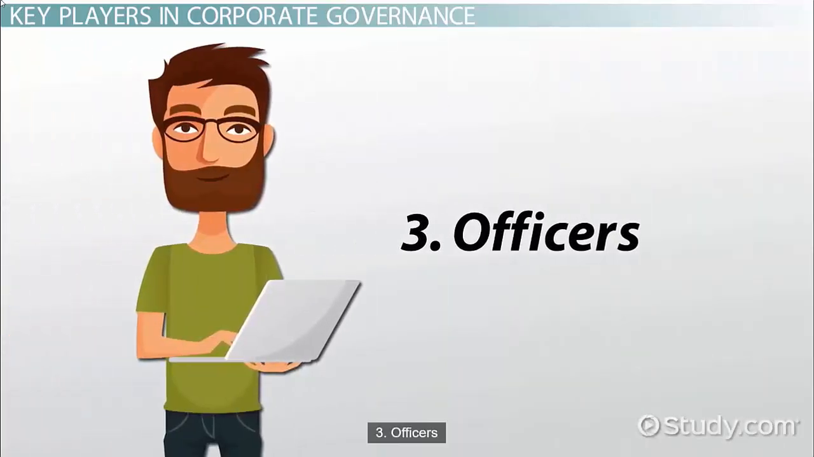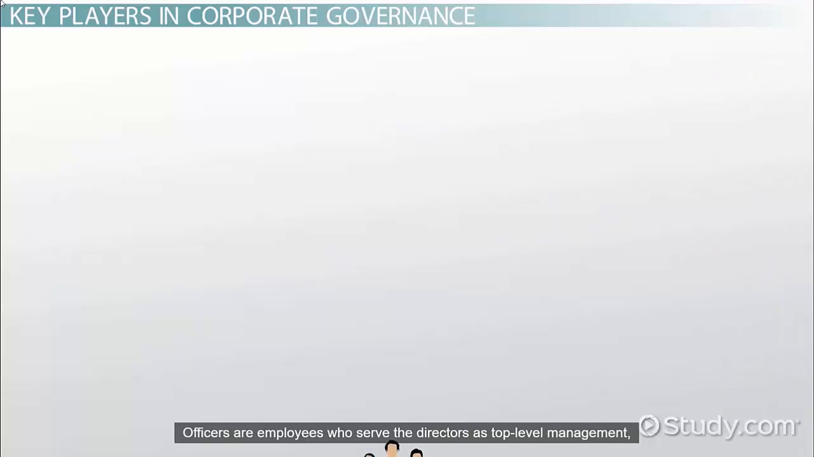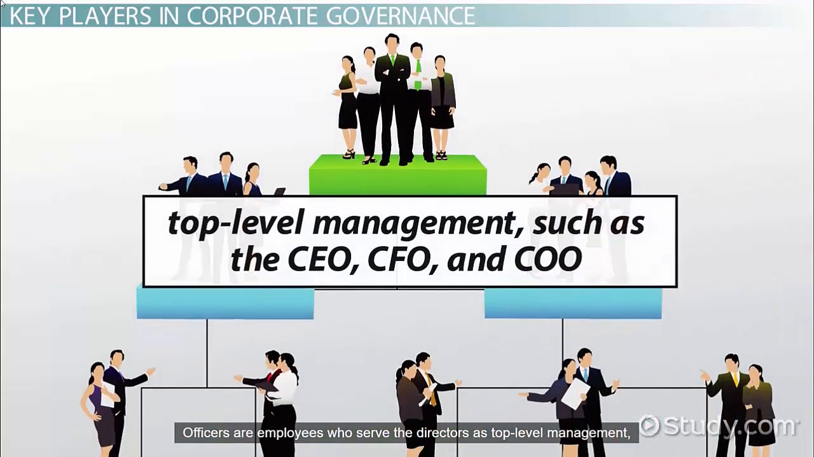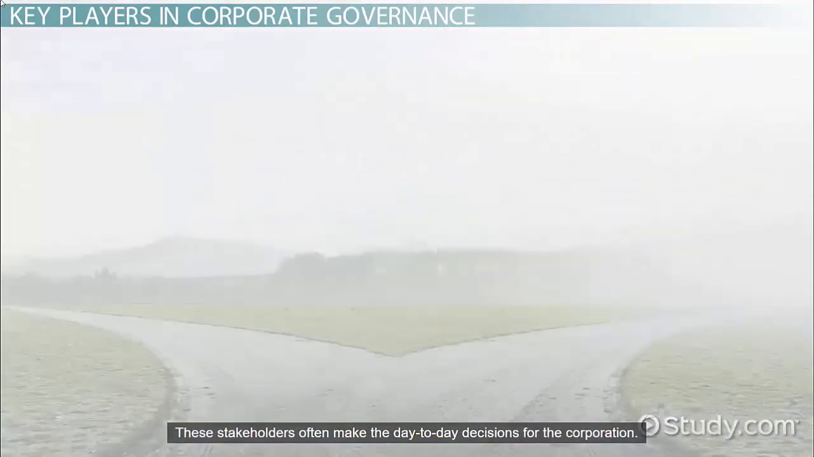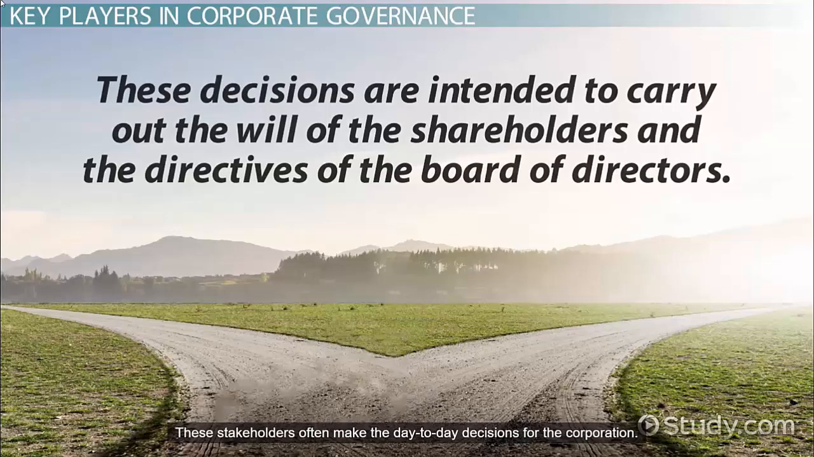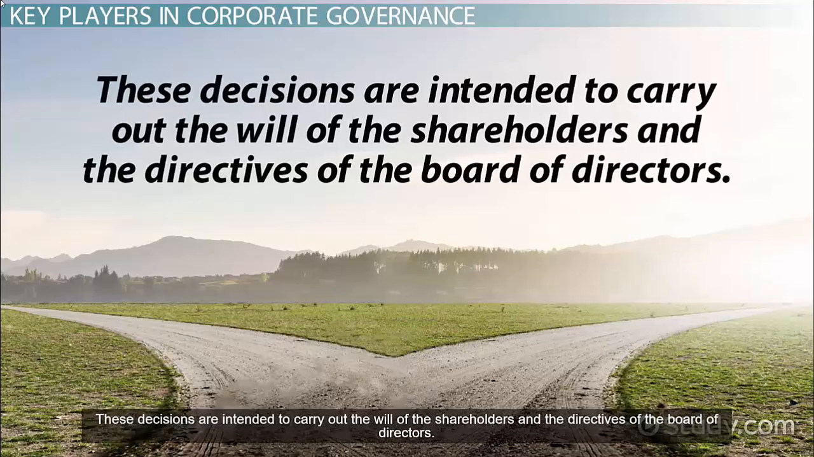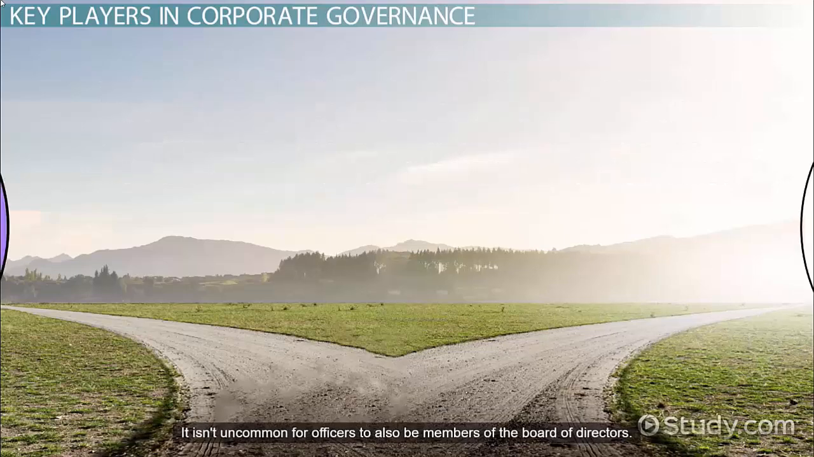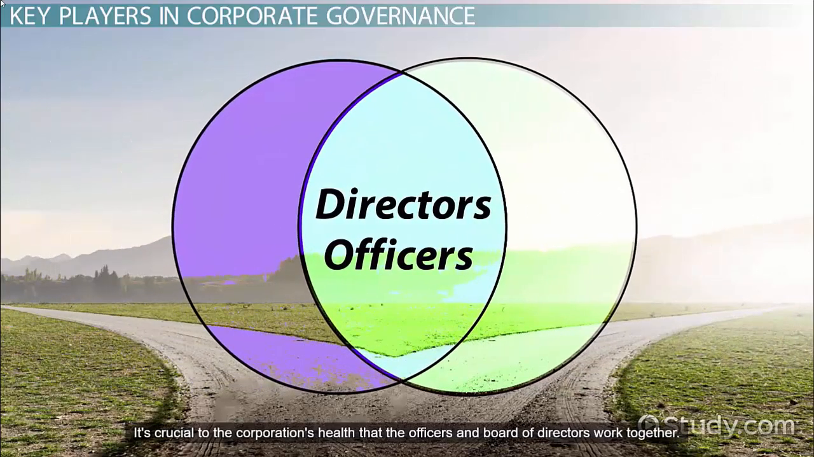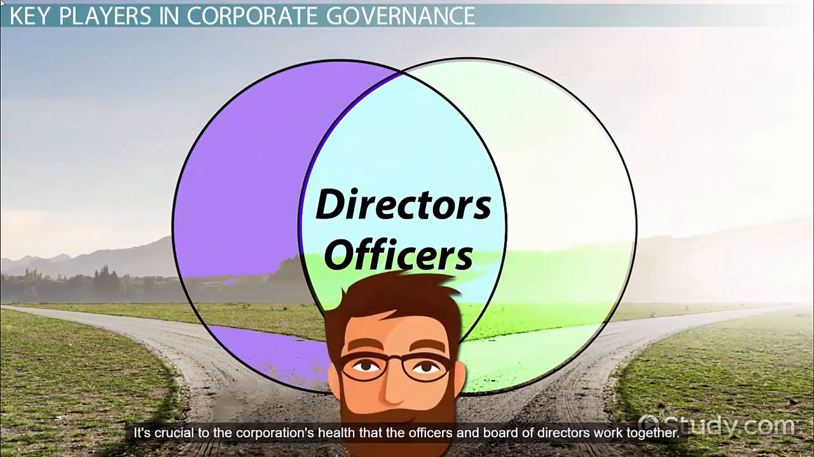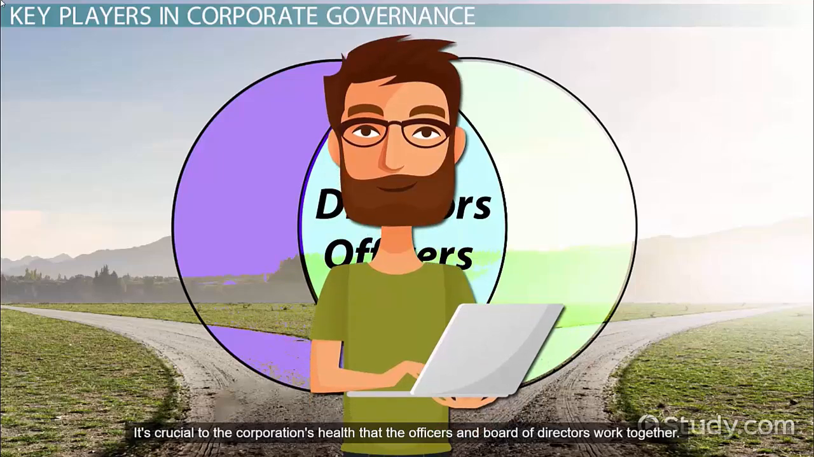3. Officers. Officers are employees who serve the directors as top-level management, such as the CEO, CFO, and COO. These stakeholders often make the day-to-day decisions for the corporation. These decisions are intended to carry out the will of the shareholders and the directives of the board of directors. It isn't uncommon for officers to also be members of the board of directors. It's crucial to the corporation's health that the officers and board of directors work together.